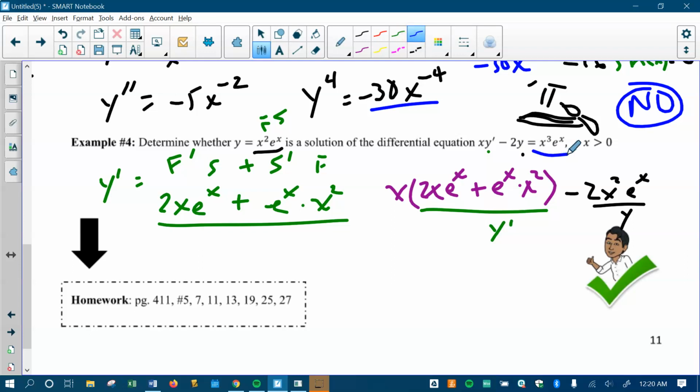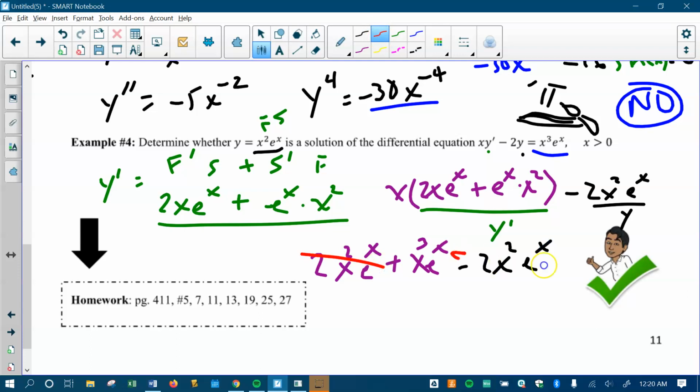So let's simplify. I'm running out of room, so I'm going to do it on the next line. I got 2x squared e to the x plus x cubed e to the x. Then I have this minus 2x squared e to the x. These cancel, and I'm left with x cubed e to the x. And guess what, guys? X cubed e to the x is supposed to equal that blue x cubed e to the x. This is a solution.